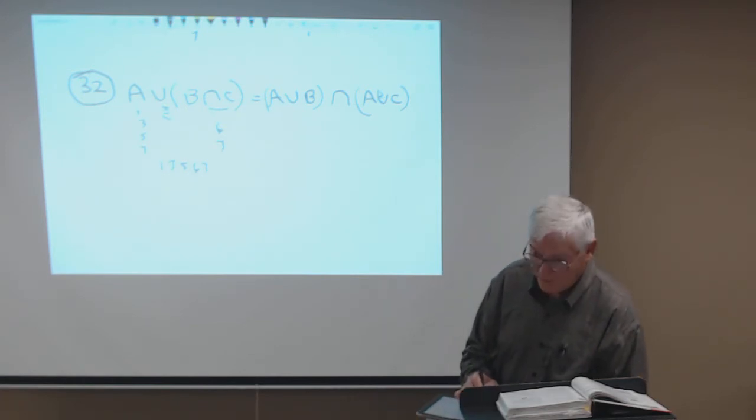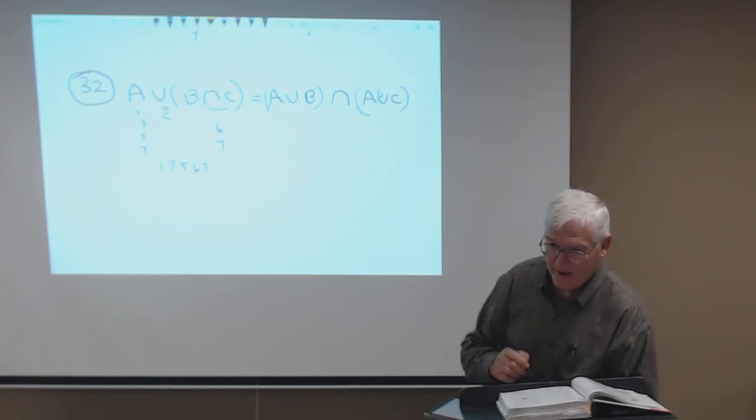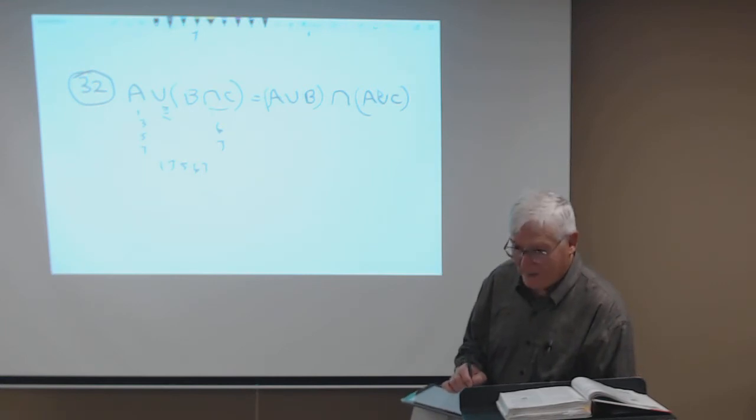Do you see A was 1, 3, 5, 7? Circle A, just circle A. Okay. And what's in A? 1, 3, 5, 7. Okay, so now we've done that one.